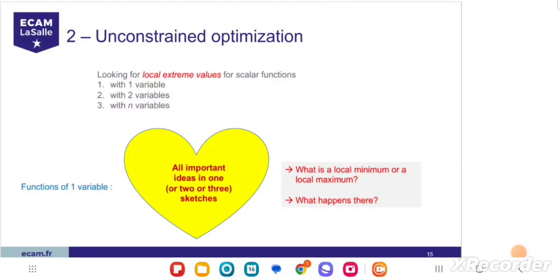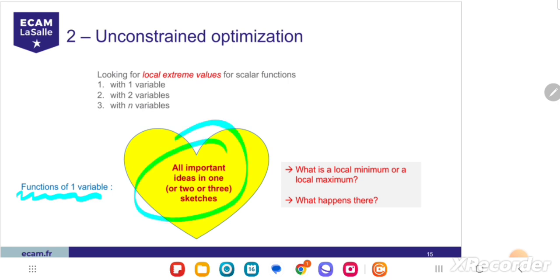So let's go into the heart of optimization with one or several variables. What we're going to look for now is to precisely characterize the local extreme values for a scalar function. You may have already seen me draw the next drawings. All the ideas fit in 1, 2, or 3 sketches, which answer the questions: what is a local minimum or a local maximum, and what is happening there? Then we can get some characterization. If you remember, we're going to have order 1 conditions and order 2 conditions.